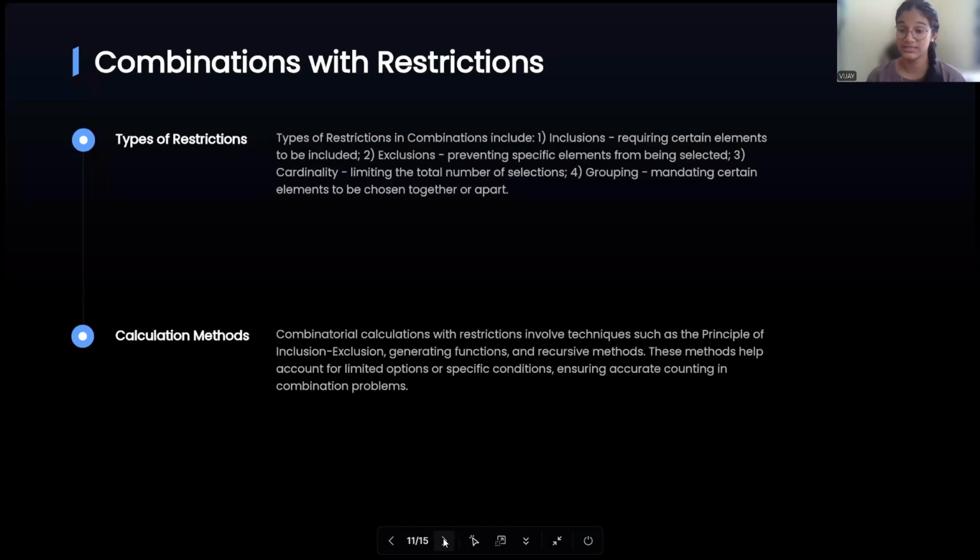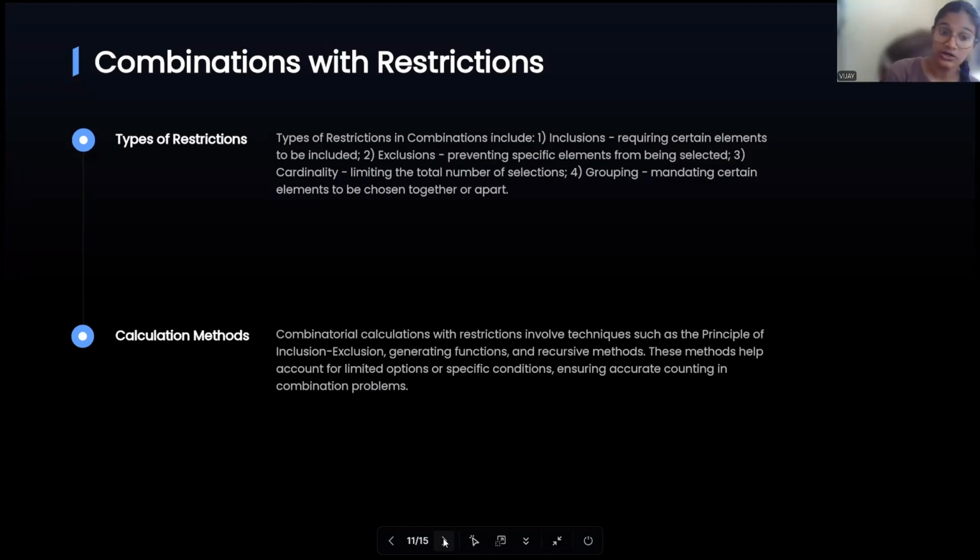Combinations with restrictions. Types of restrictions in combinations include: number one, inclusion, requiring certain elements to be included. Number two, exclusion, preventing specific elements from being selected. Third, cardinality, limiting the total number of selections. Fourth, grouping, mandating certain elements to be chosen together or apart.